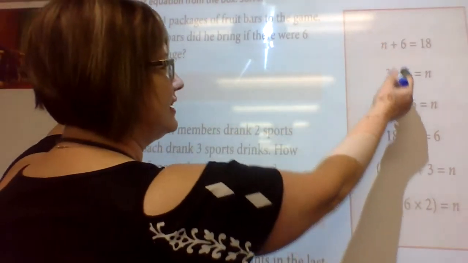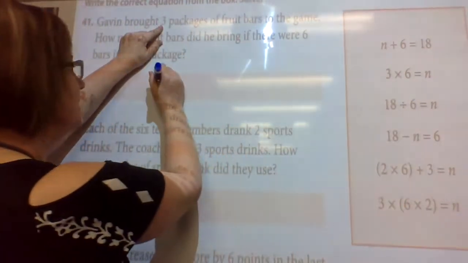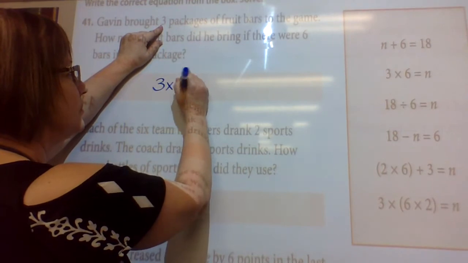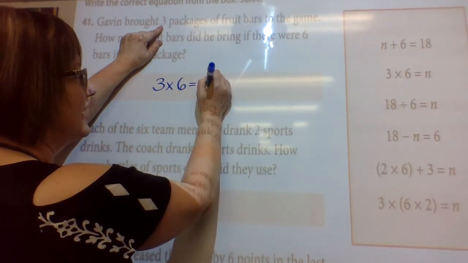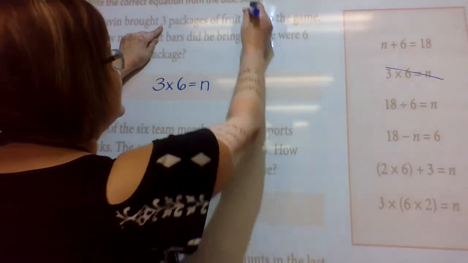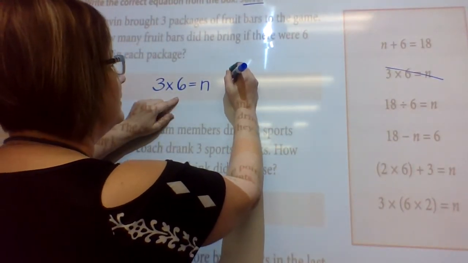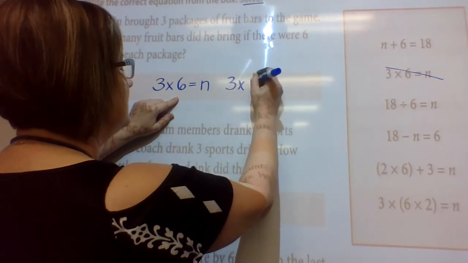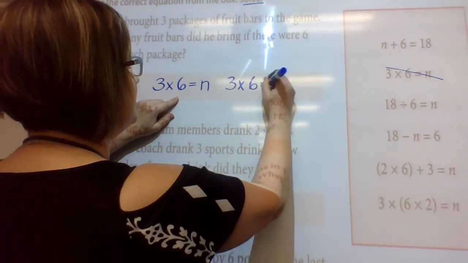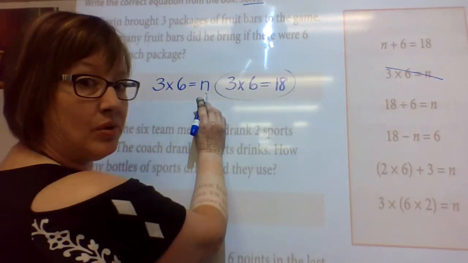Okay, so it's an unknown number. Which one of these is 6 times 3? This one. 3 times 6, 6 times 3, same difference, right? So write 3 times 6 equals n, because that's what it says. Let's cross that one off. We used it. And then it says we have to solve it. So 3 times 6 equals 18. That's the answer. We figured out what n was.